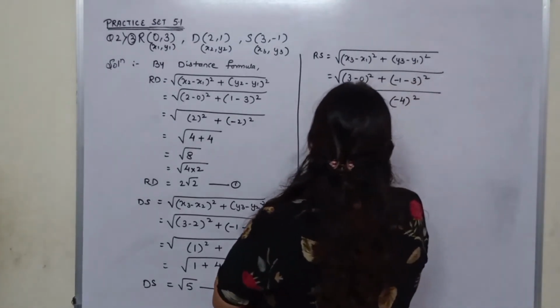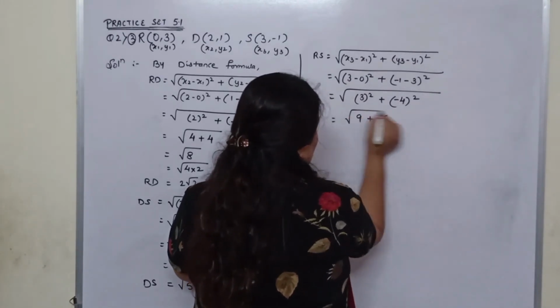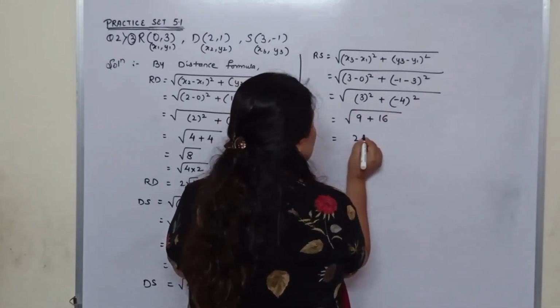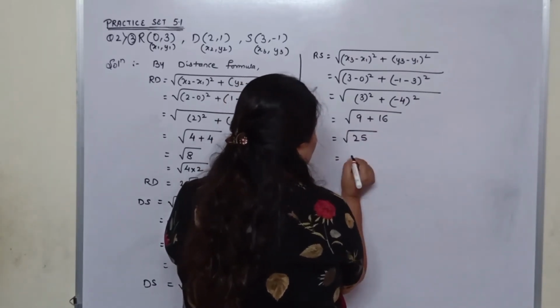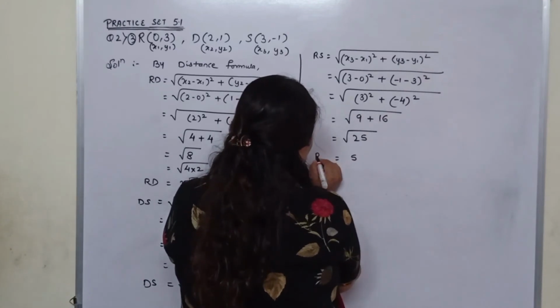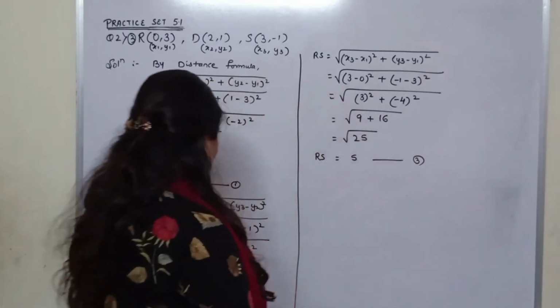3 3s are 9 plus 4 4s are 16. 16 plus 9 is 25 and root 25 is 5. So here RS is equal to 5. This is our equation 3.